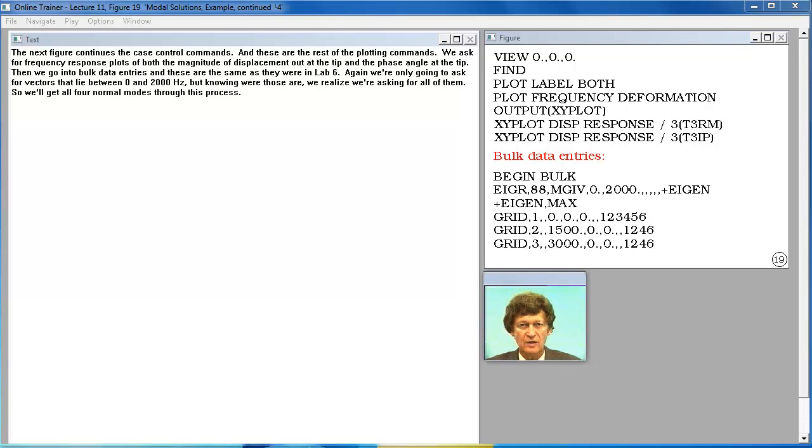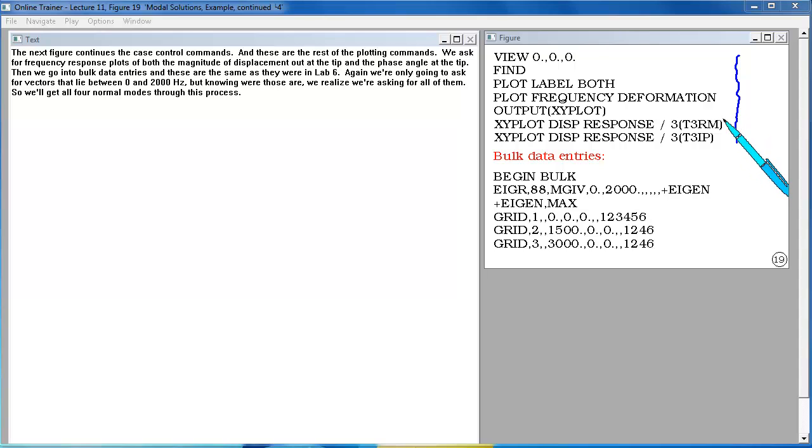The next figure continues the case control commands, and these are the rest of the plotting commands. We ask for frequency response plots of both the magnitude of the displacement out at the tip and the phase angle at the tip. Then we go into bulk data entries, and these are the same as they were in Lab 6. Again, we're only going to ask for vectors that lie between 0 and 2000 Hertz. But knowing where those are, we realize we're asking for all of them. So we'll get all 4 normal modes through this process.